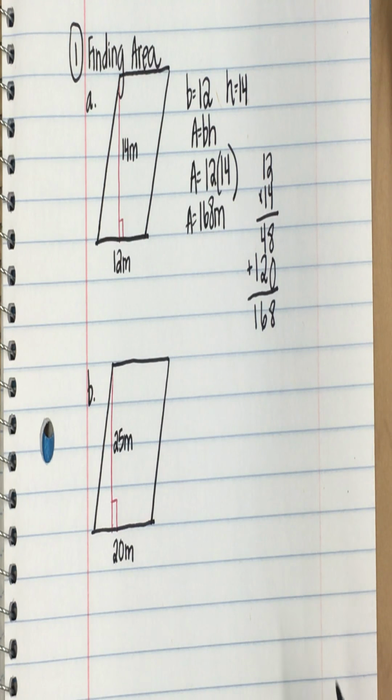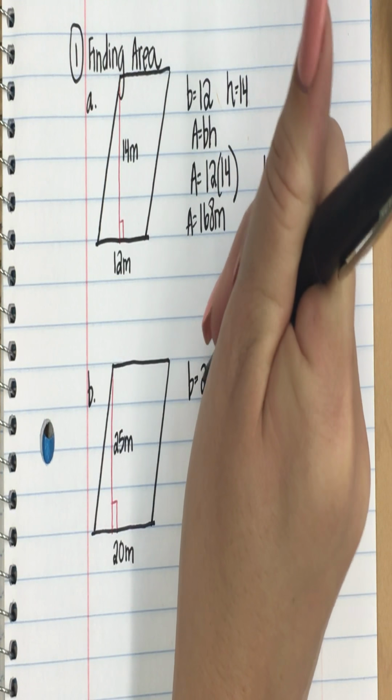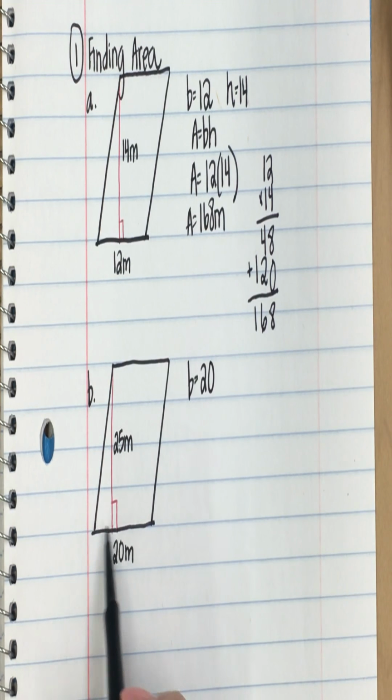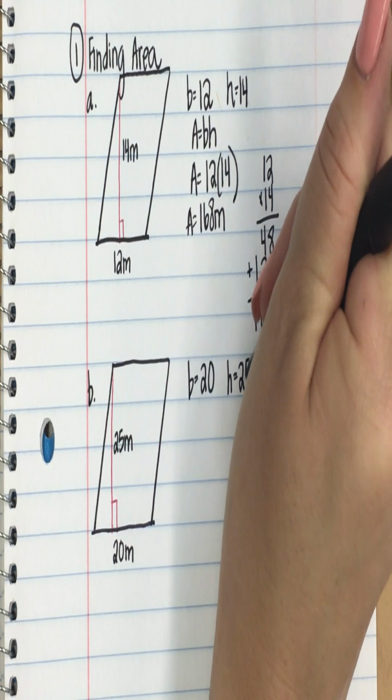So first, you would have to determine what your base and what your height is. So in this problem, our base is equal to 20. So you'll see it down here. And our height is that red line in the problem. It's going to be equal to 25.